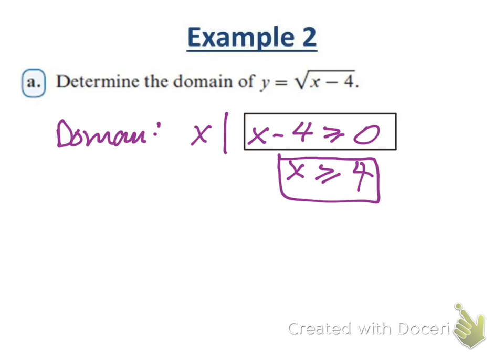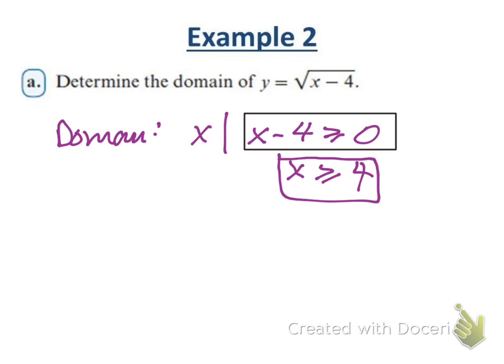Right? Your question is great. Our domain comes from the fact that the radicand has to be what? Positive or 0. Okay? It has to be non-negative. That's the best way to say that. Okay? So that's the domain.